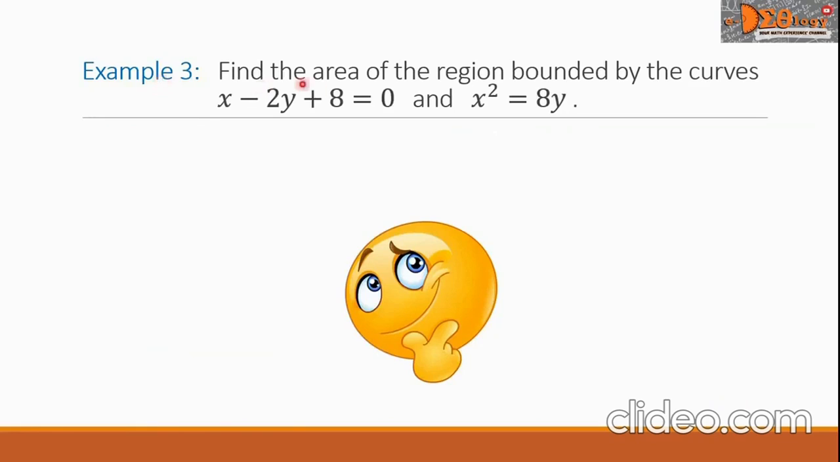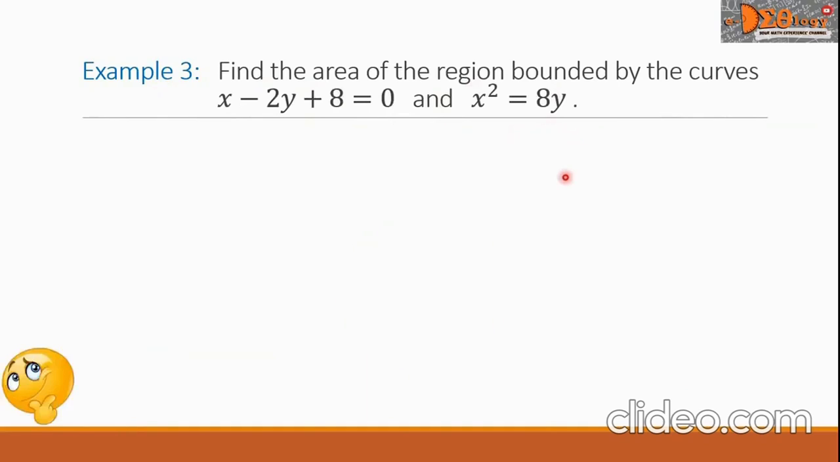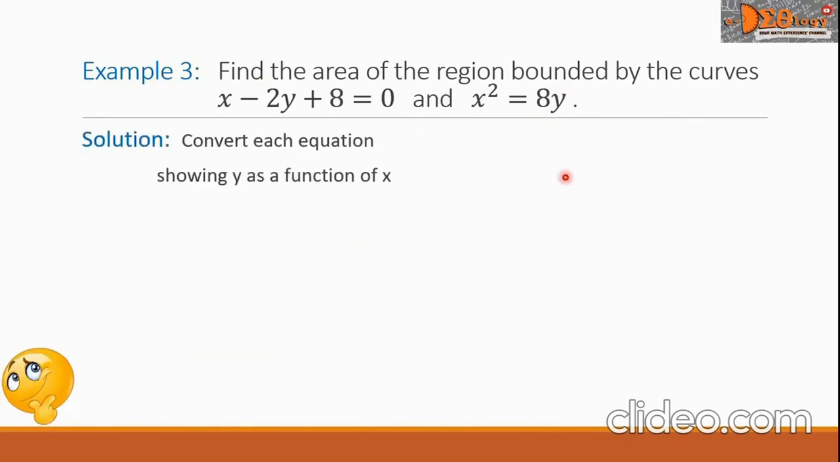Example 3. Find the area of the region bounded by the curves x minus 2y plus 8 equals 0 and x squared equals 8y. For our solution, first let us convert each equation showing y as a function of x. So we have the first equation to be y equals (x plus 8) over 2, or we can simplify this further. The second equation becomes y equals x squared over 8.